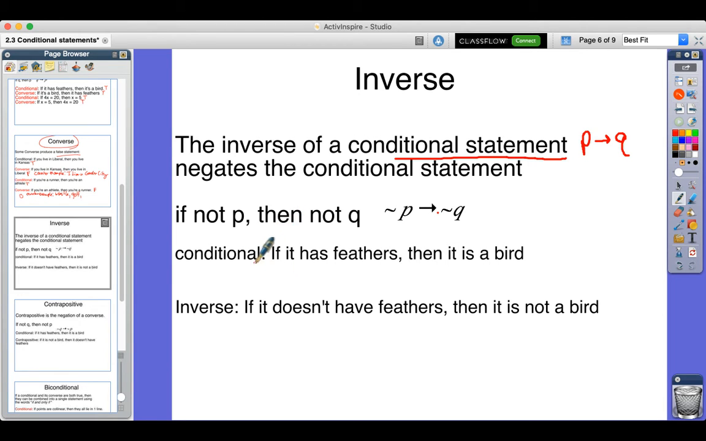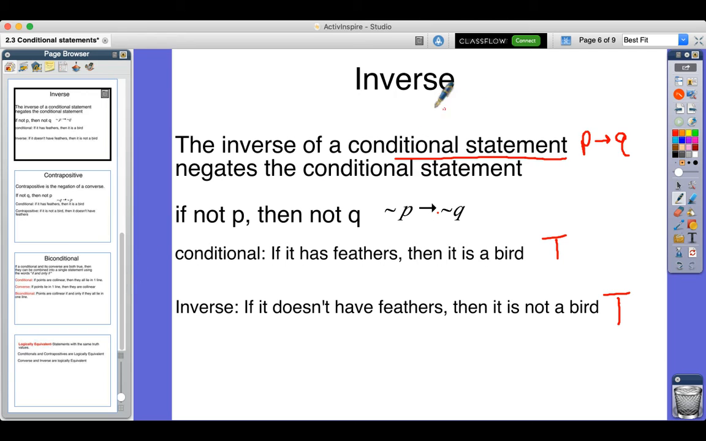So for example, here is the conditional statement: if it has feathers, then it is a bird. Okay, true statement. Let's inverse that: if it doesn't have feathers, then it's not a bird. We're going to say that is true by nature. Sometimes some birds have a weird condition where they have no feathers, they're just naked. But naturally, birds have feathers. So if it doesn't have feathers, then it's probably not a bird.